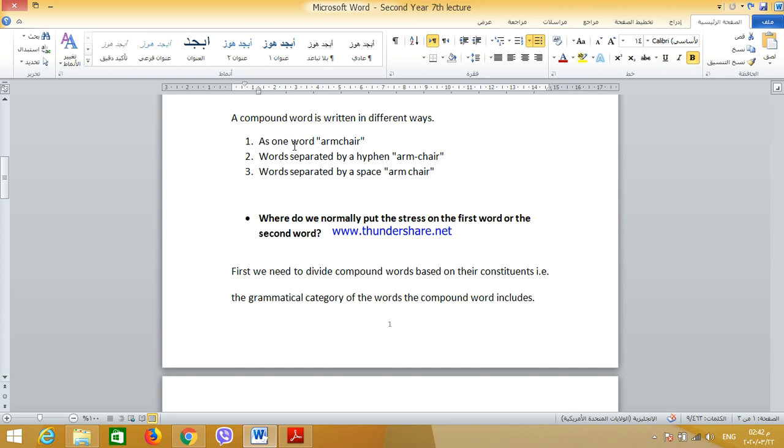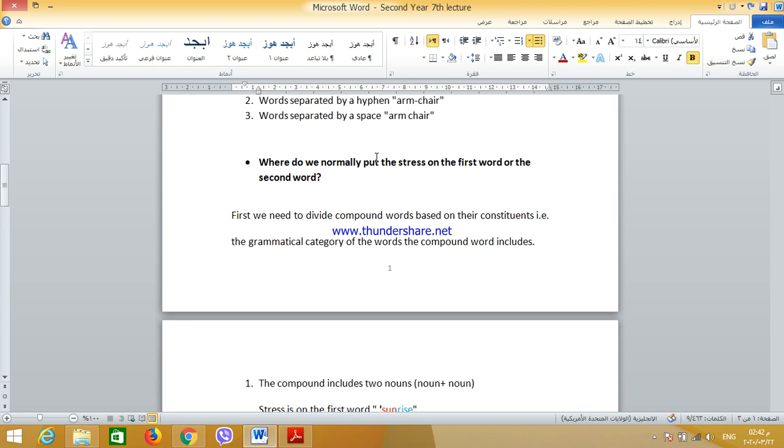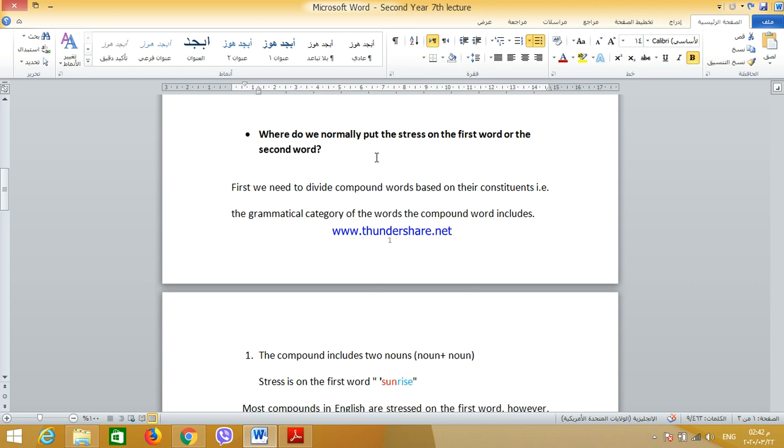We can write them as one word together, or we can write them as words separated by a hyphen, like this one, or words separated only by a space. Okay, these are the three different ways of writing a compound word. Now, the most important question here is, where do we normally put the stress? Do we put it on the first word or the second word of the compound?